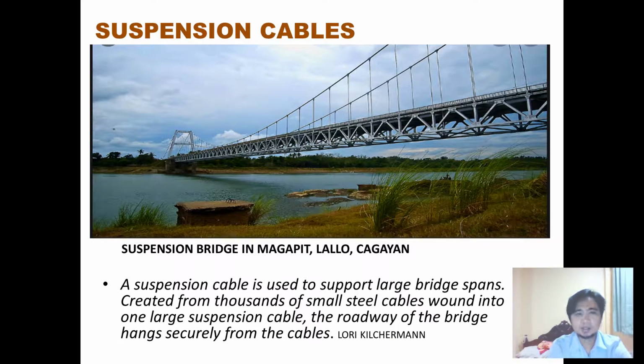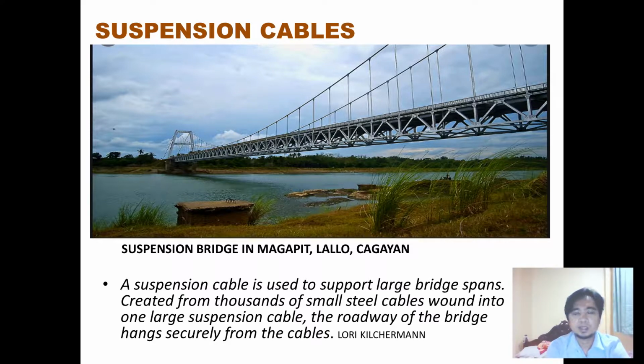So next, suspension cables. This could be found in some old structures like Magapit in Lallo, Cagayan, that is made of a series of suspension cables. What is advantageous to a suspension cable? It could support a larger span of a bridge without having a deeper member. As I have said a while ago, a longer span requires a deeper member. Why? To control the deformation.